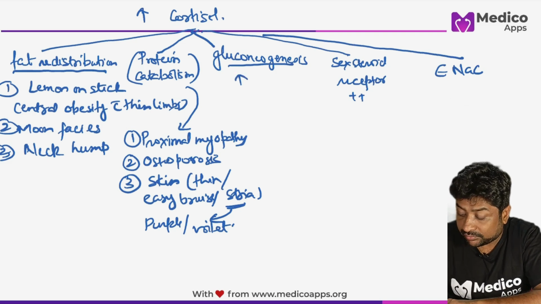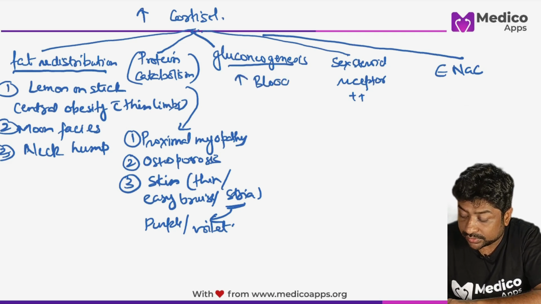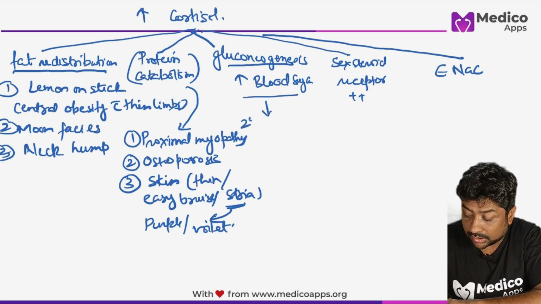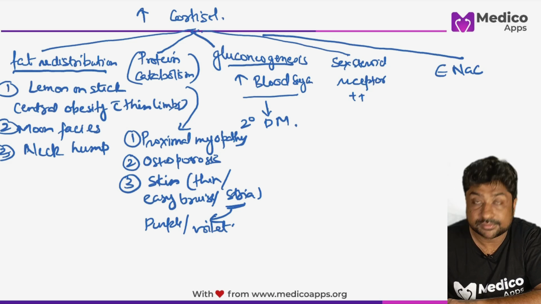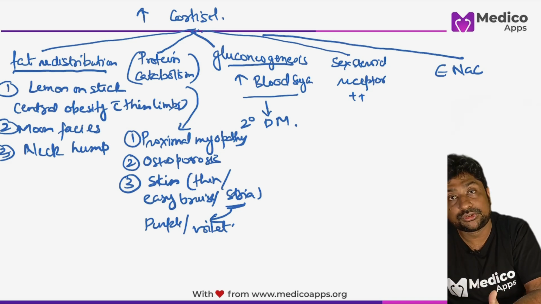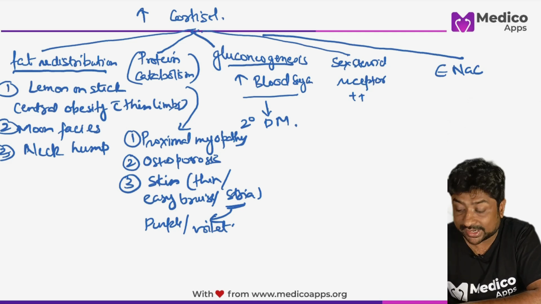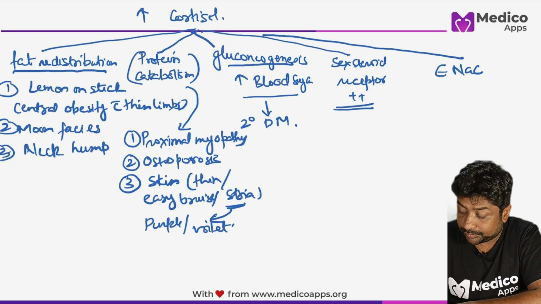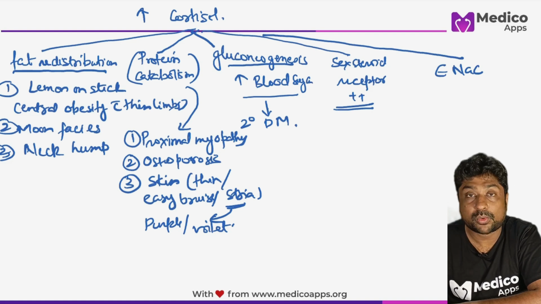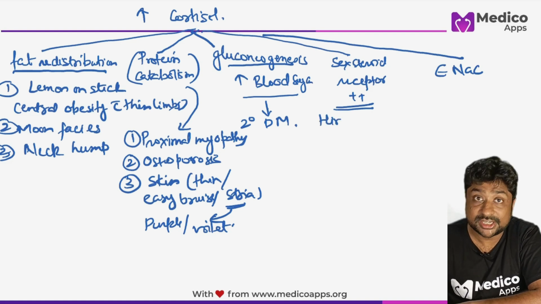Okay. What will happen because of gluconeogenesis? So it will cause increase in blood sugar, and this is one of the causes of secondary diabetes mellitus. Okay, because of Cushing's disease you are having increase in blood sugar, so this is one of the causes of secondary diabetes mellitus. What will happen because of the sex steroid receptor stimulation, especially in female?